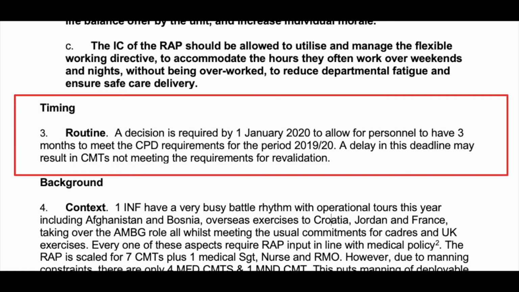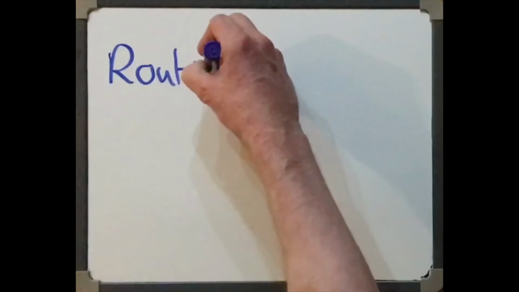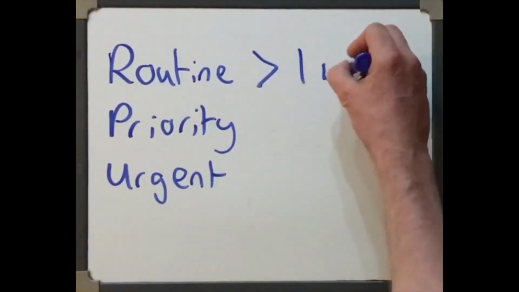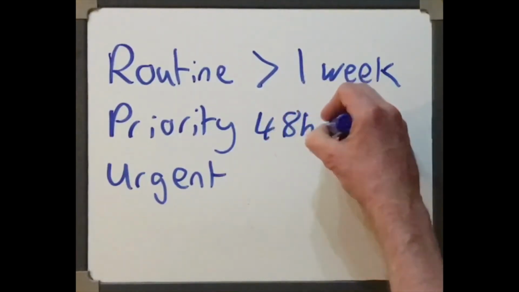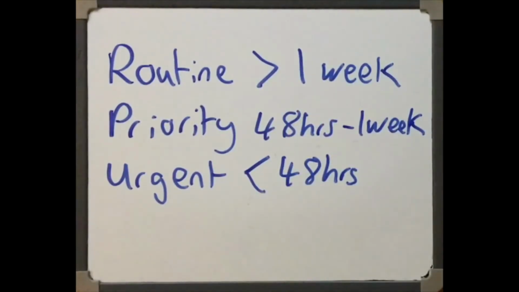The timing paragraph begins with a paragraph heading. You have 3 options: routine, priority, and urgent. Routine is for anything more than 1 week. Priority is for anything between 48 hours and 1 week, and urgent is for anything within 48 hours.